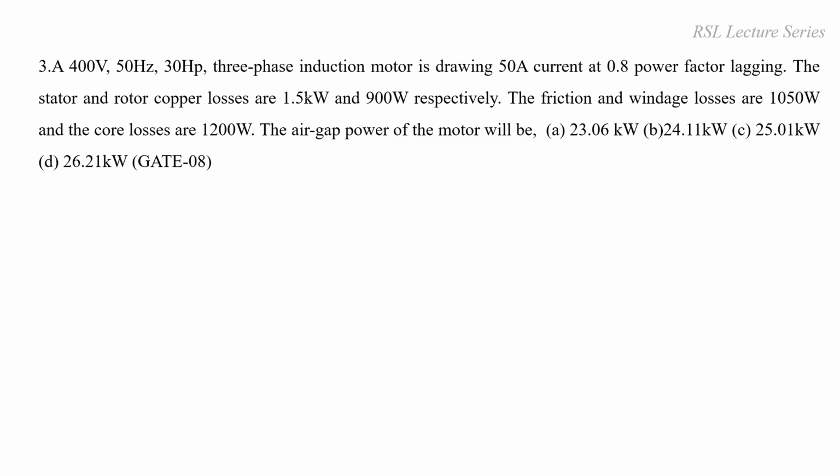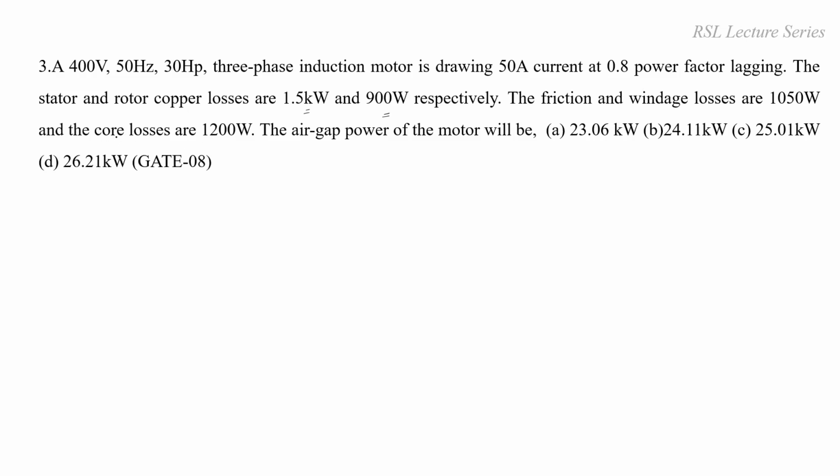The stator and the rotor copper losses are 1.5 kilowatts and 900 watts respectively. So this is the stator copper loss and this is the rotor copper loss. Then the friction and windage losses, which means mechanical losses, are 1050 watts, and the core losses are 1200 watts. So this is a core loss.